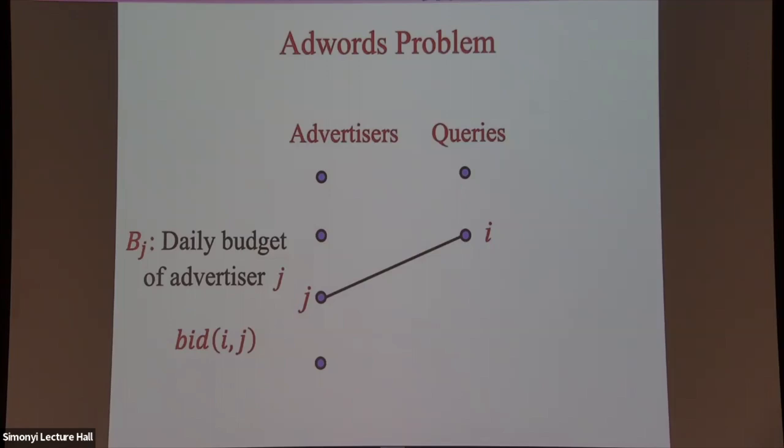And the query words come online. But the bids are ready for every word. This table is known in advance. So the bids are known in advance, the daily budgets are known in advance. You just have to determine, as a query comes, which one advertiser should get this query word, just to understand the mathematics, and try to maximize the revenue. Maximize against the offline best revenue. What can you do online? That's the big AdWords problem.